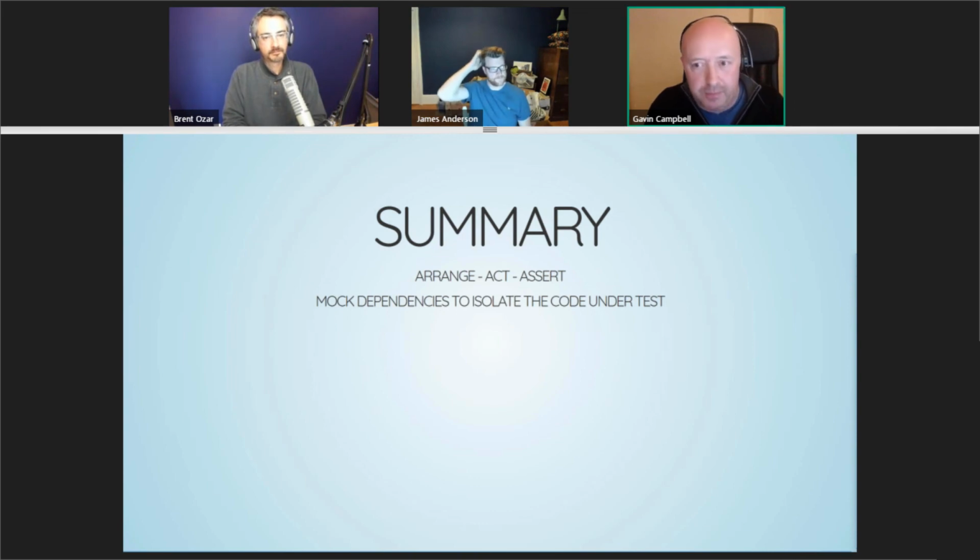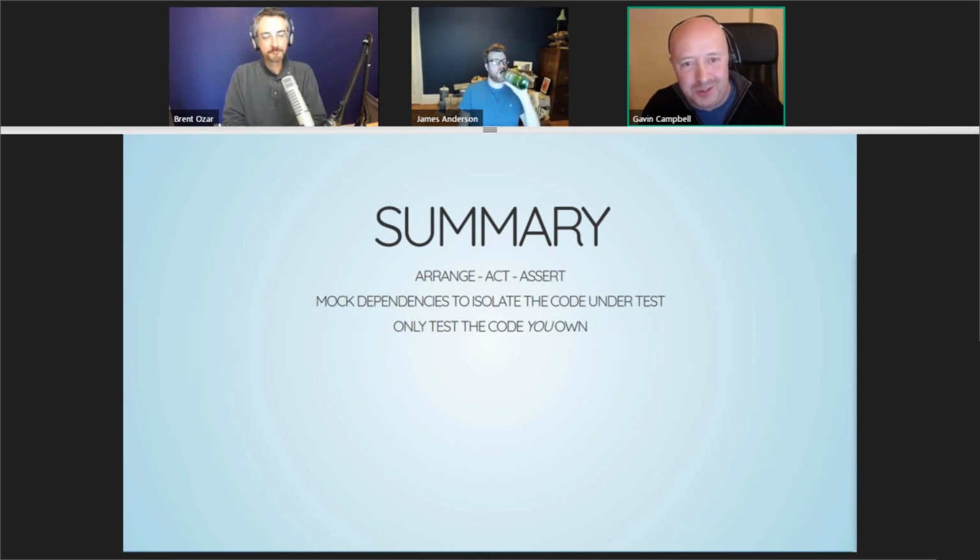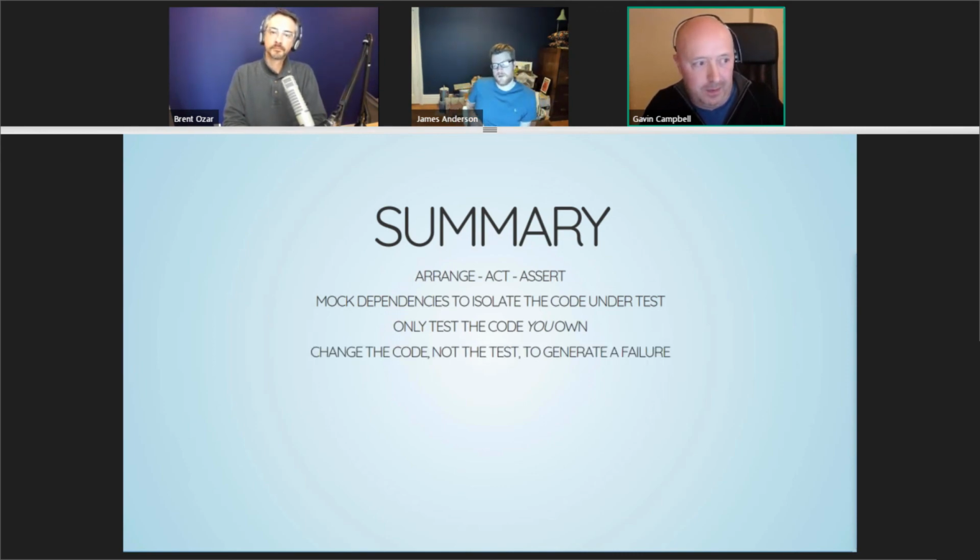We mock our dependencies out to isolate the code that we're trying to test. We only test the code that we own, coming back to that thing, not just what Microsoft have written, but what your third-party partners have written. You really want to be putting it on them to write the tests, and you just test your touch points. We change code, not tests, to generate a failure. That ensures that when we do generate a failure, we're failing for the right reason.